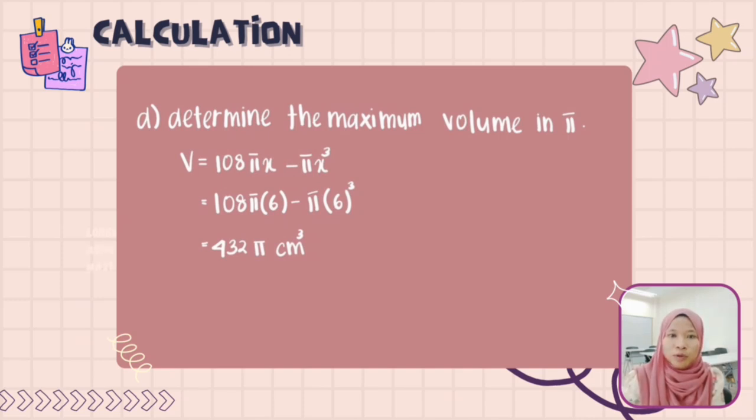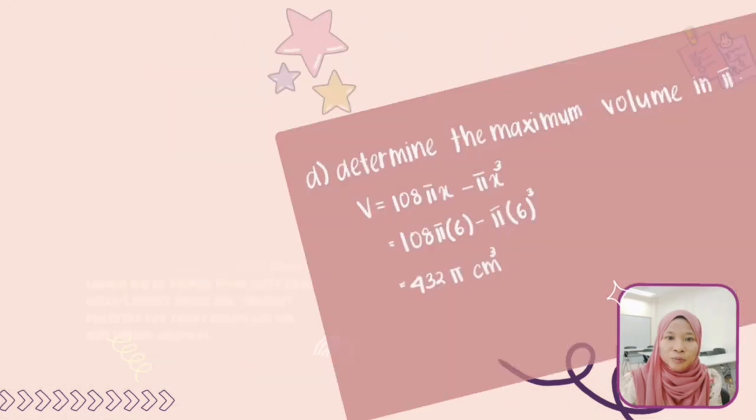Lastly, for question D, we need to determine the maximum volume in pi. So V equal 108 pi x minus pi x cubed. That equation we have just got from question B. After that, we substitute the value of x that we have got from question C, which is 6. So V equal 108 times 6 pi minus pi times 6 cubed. Finally, we got the answer V equal 432 pi cm cubed.